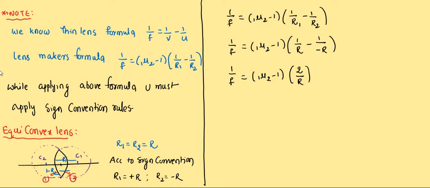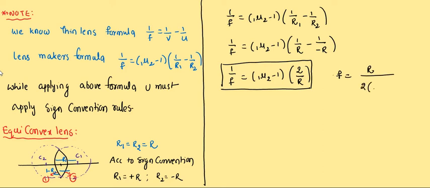From this, if you want, we can also write the focal length formula. The focal length of the lens will be R by 2 of 1 mu 2 minus 1.